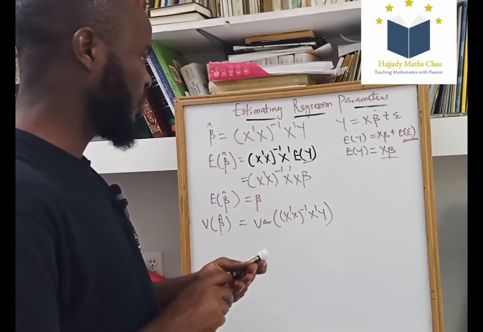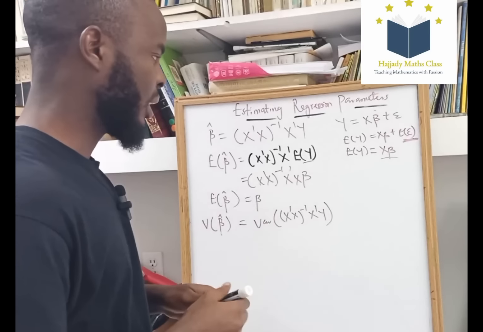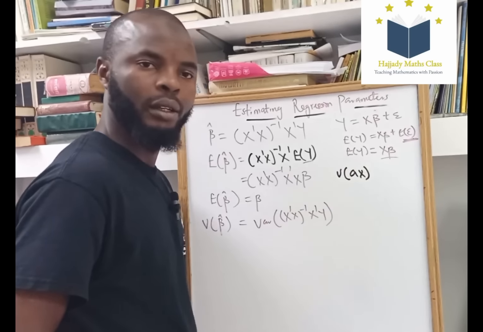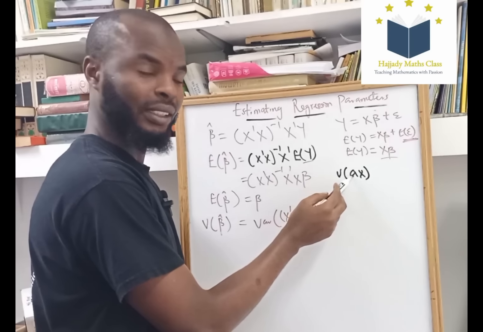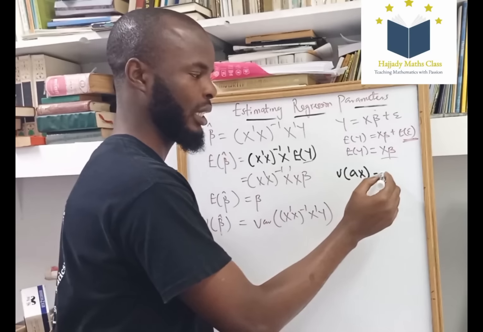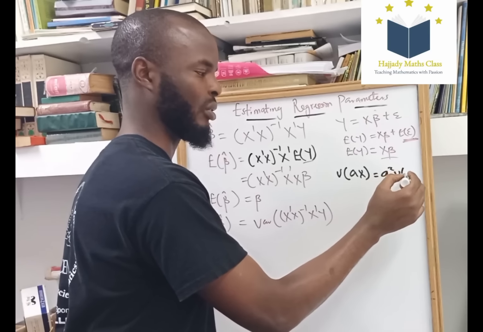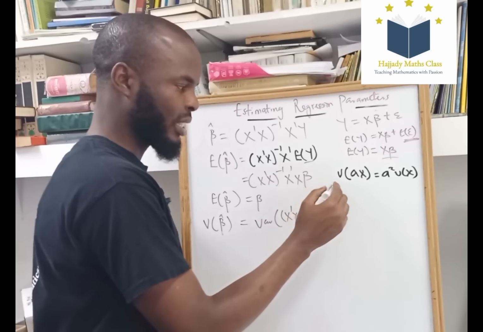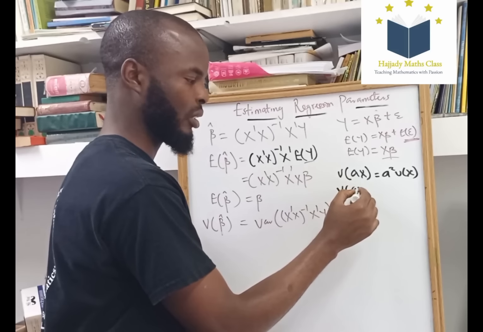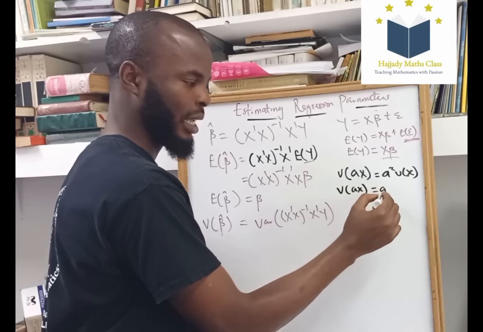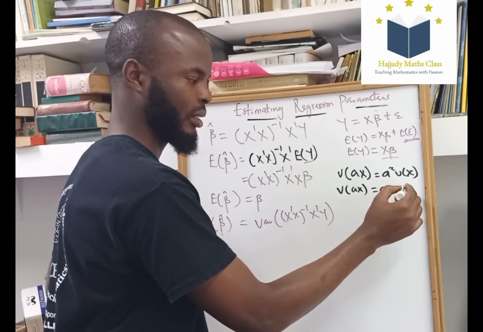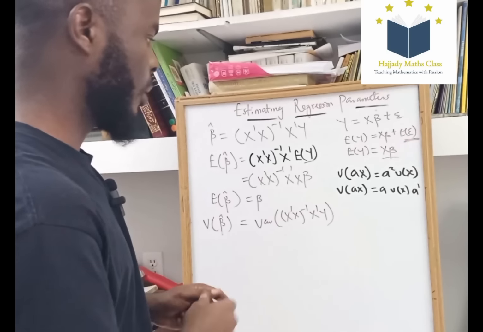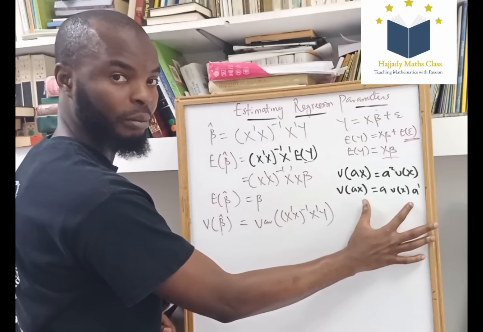Here, I'm going to take you through a quick review of something. Don't forget that if you have the variance of aX, whereby a is a constant, the rule is that we're going to have what? a squared variance of X. The constant is going to be squared. And if you want to leave it in matrix form, it's the same thing as a variance of X a prime. So I'm going to use this second approach.